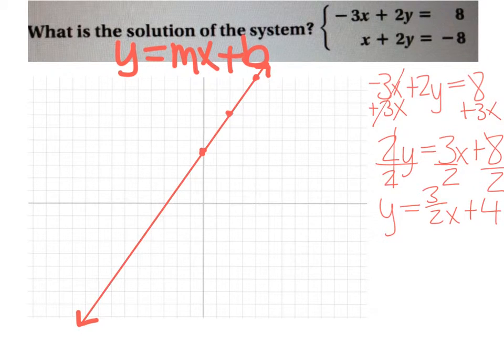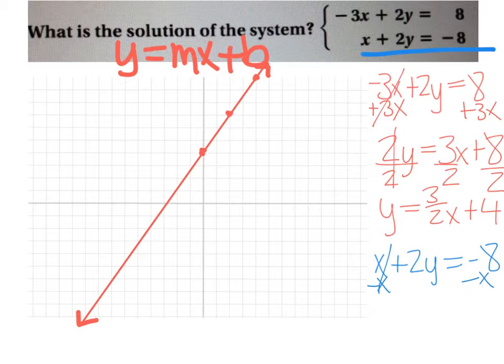Okay, and now we need to figure out our second line, putting that in slope-intercept form. That's way too big. So we have x plus 2y equals negative 8. We're going to follow the same steps that we followed for the first one. So I start by moving the x. This time it's a positive x, so I'm going to subtract it. So I end up with 2y equals negative x minus 8. Okay, and then I divide by 2.